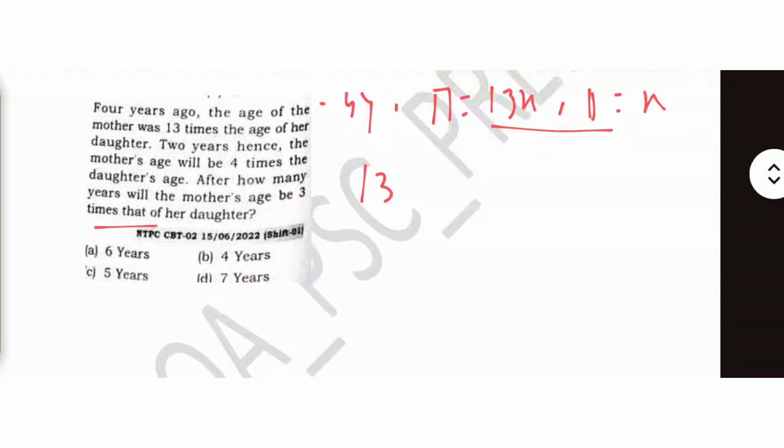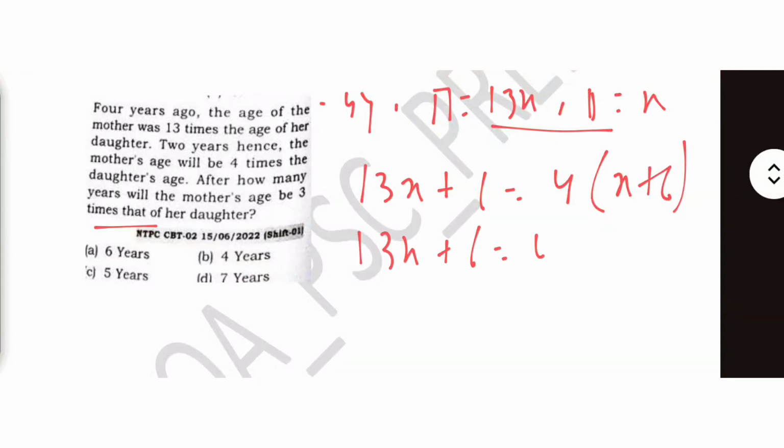So 13x plus 6 is nothing but 4 times the daughter's age, that is x plus 6. Okay, 13x plus 6 is nothing but 4x plus 24. 13x minus 4x is 9x and 24 minus 6 is 18, therefore x is 2. Okay, x is 2. After how many years will the mother's age be 3 times that of daughter?